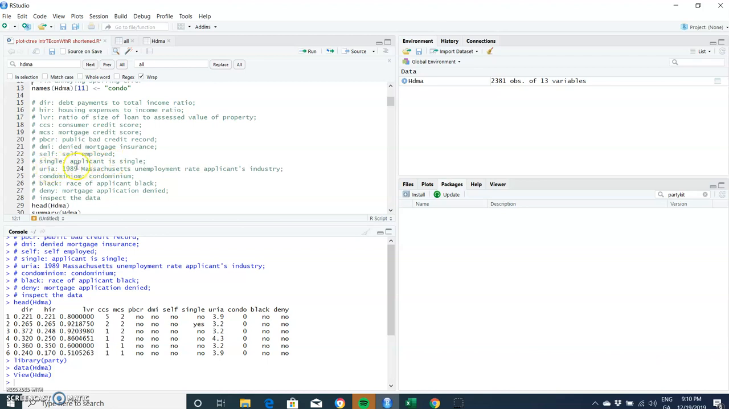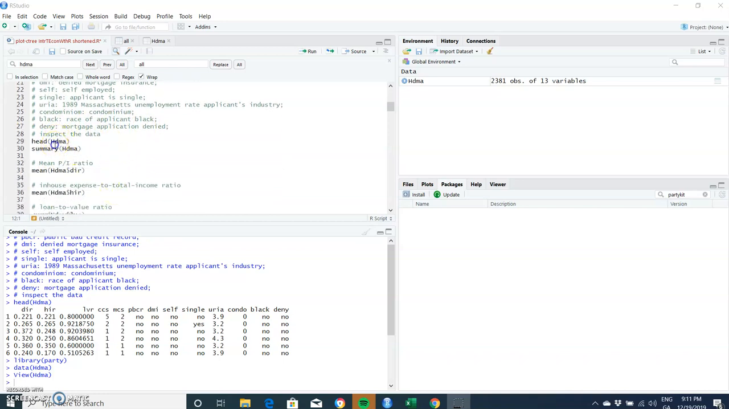URATE is, again, this was data from 1989, so the Massachusetts unemployment rate in the applicant's industry. Condominium should be condominium. Black refers to race, so it's either black or not. Deny, mortgage application denied, and so on.